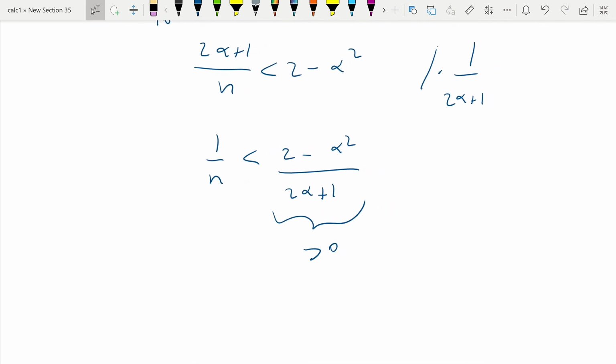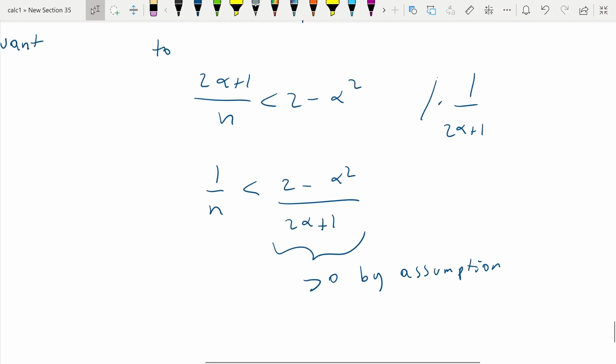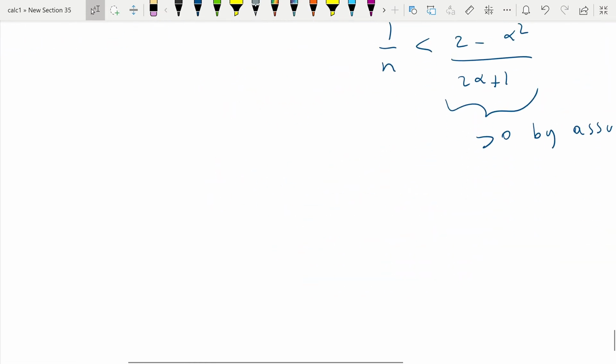Well, we're assuming that alpha squared is less than 2. Remember, this is by assumption. We're assuming that alpha squared is smaller than 2. And 2 alpha plus 1 is positive, so this fraction here is positive, so there is such an n.